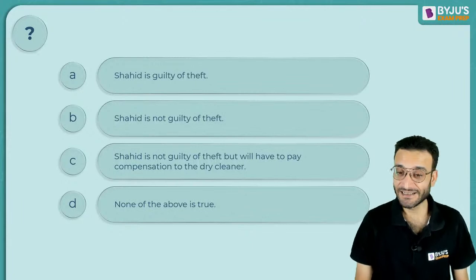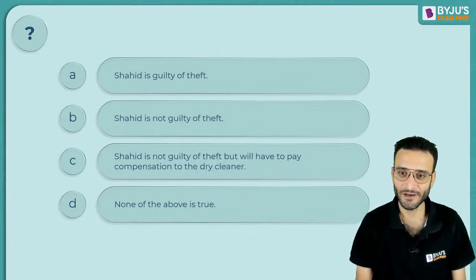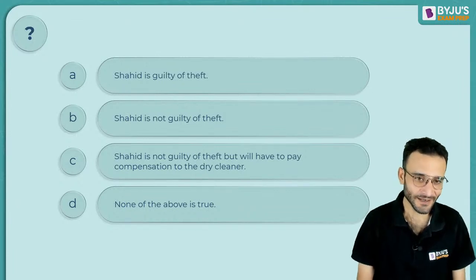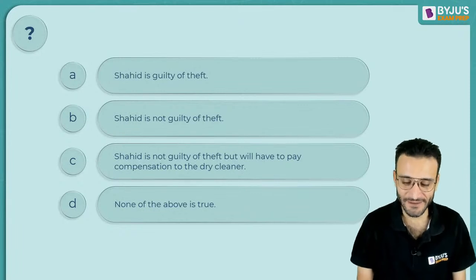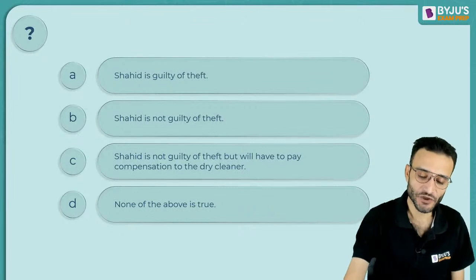Shahid is guilty of theft. That is what you say. Okay. Only one, Palak, has said option C: Shahid is not guilty of theft, but will have to pay compensation to the dry cleaner. The correct answer, dear friends, is definitely option A.